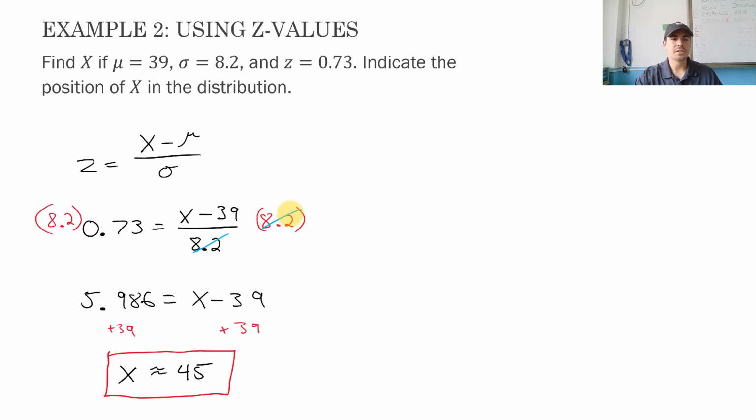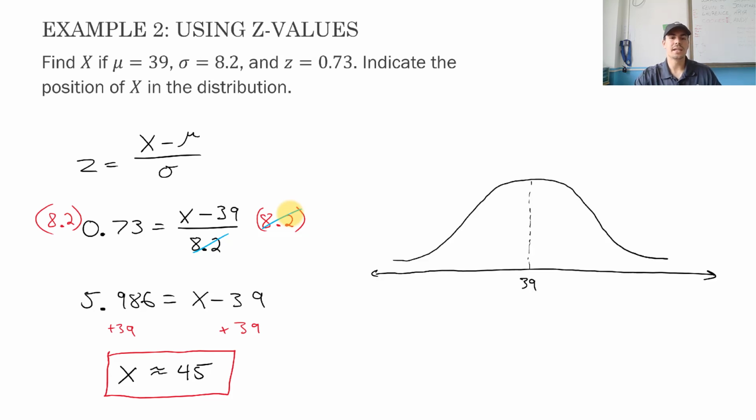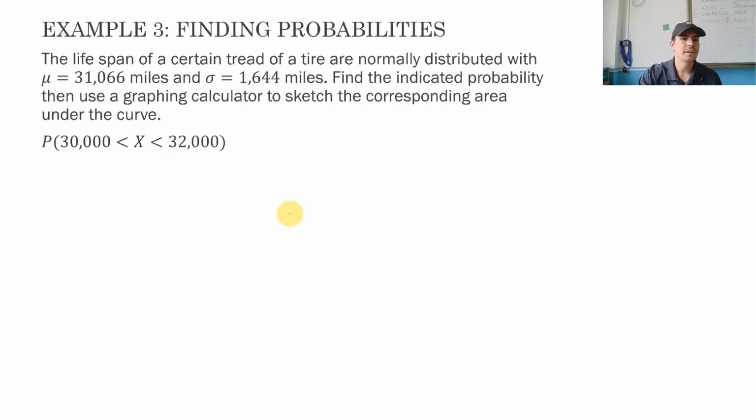Now, how do I indicate the position of x in the distribution? So we need to sketch out a bell curve, our normal distribution curve, with a mean at 39. Now, 45 is greater than 39, so it's going to be on the right-hand side of 39, somewhere right about there. And how do I indicate where this falls as far as the z value goes? Well, I know that the z value tells me how far from the mean my data point, my x value, is. So I know that z was 0.73, so I know that 45 is 0.73 sigma away from 39, which was our mean.